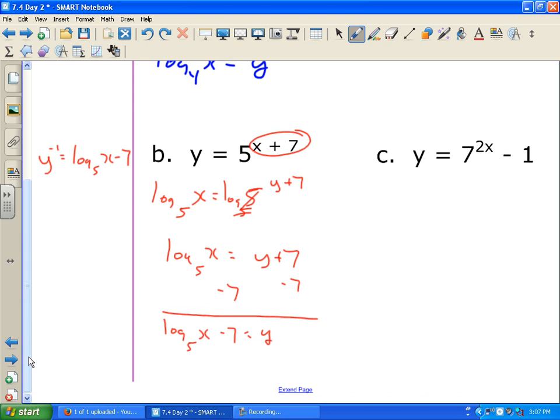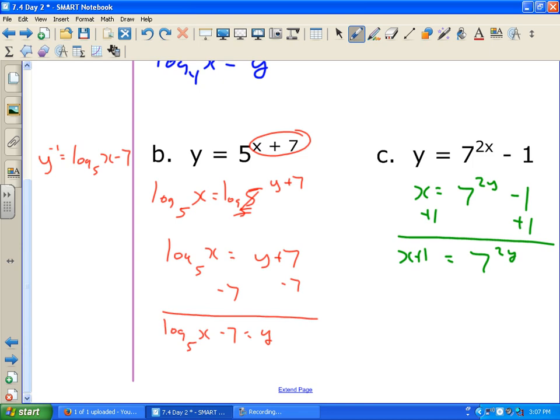C says y equals 7 to the 2x minus 1. Still need to find the inverse. Still need to flip-flop x's and y's. And still need to solve it for y. x equals 7 raised to the 2y minus 1. Need to isolate that exponent. So this time, the negative 1, which is not connected to that base, I will move over first by adding 1 to both sides of that equation.